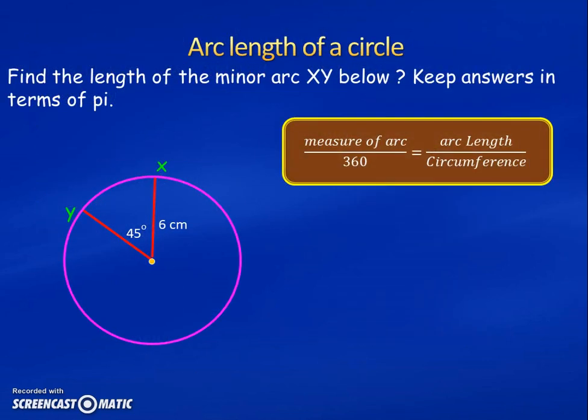Our angle is 45 degrees, so our arc measure is 45 degrees. So 45 out of 360 equals x, because we don't know what the arc length is, and that's what we're trying to find, or L, whatever you want to call it. It's a variable, over the circumference. The circumference is 2 times pi times 6, which is our radius.